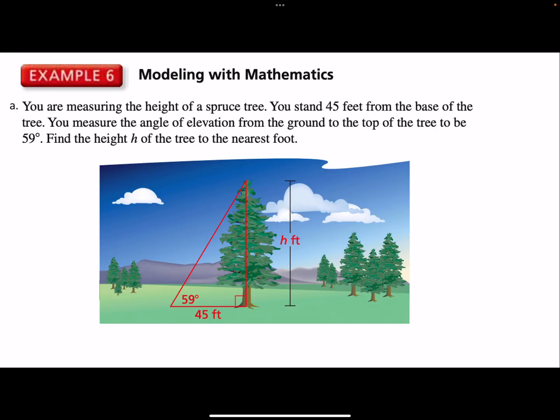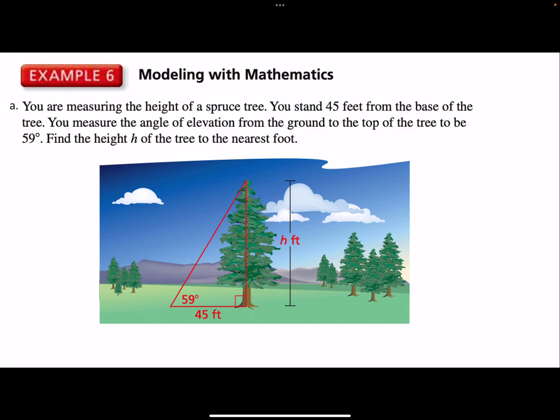Modeling with mathematics, part A. You are measuring the height of a spruce tree, whatever that means. You stand 45 feet from the base of the tree. You measure the angle of elevation from the ground to the top of the tree to be 59 degrees. Find the height h of the tree to the nearest foot.